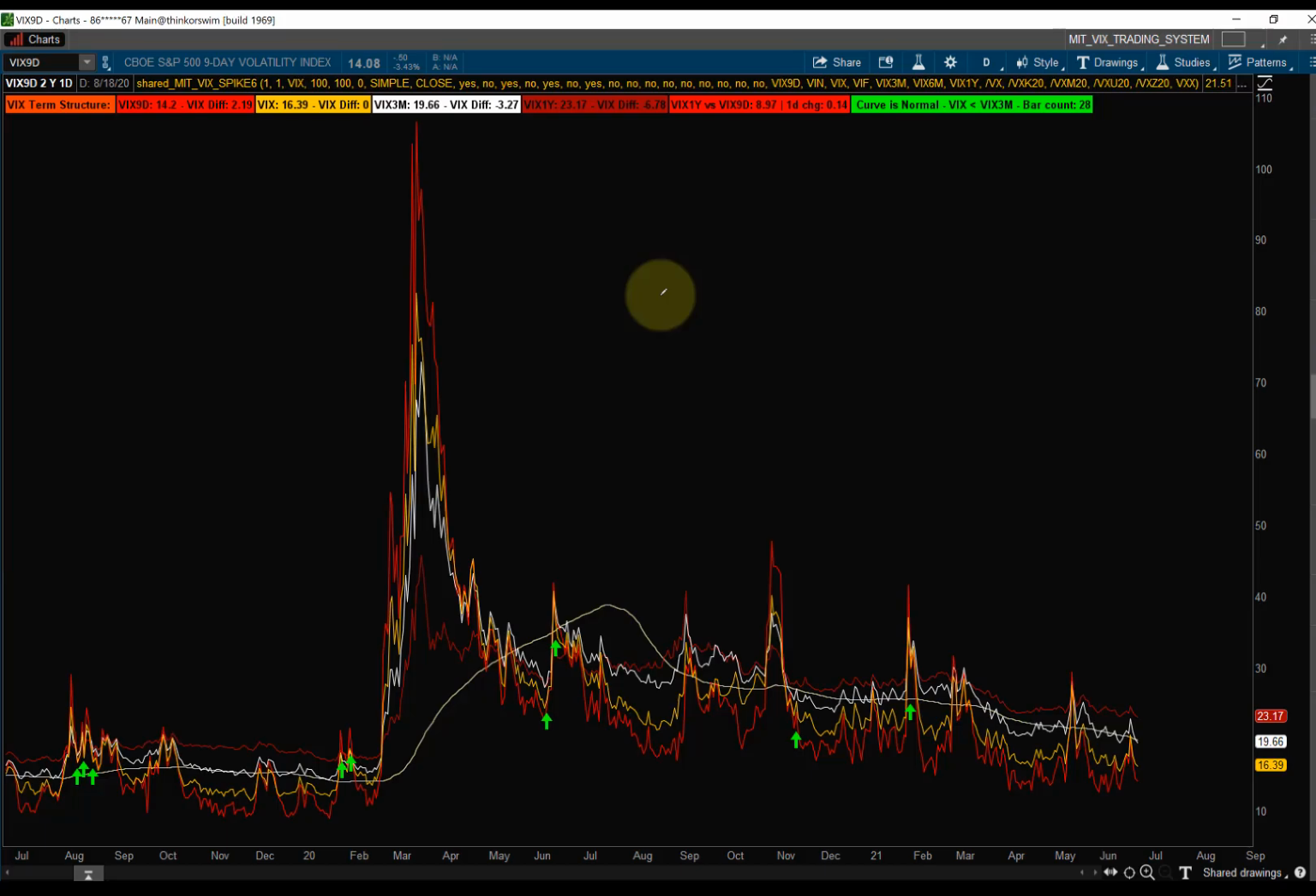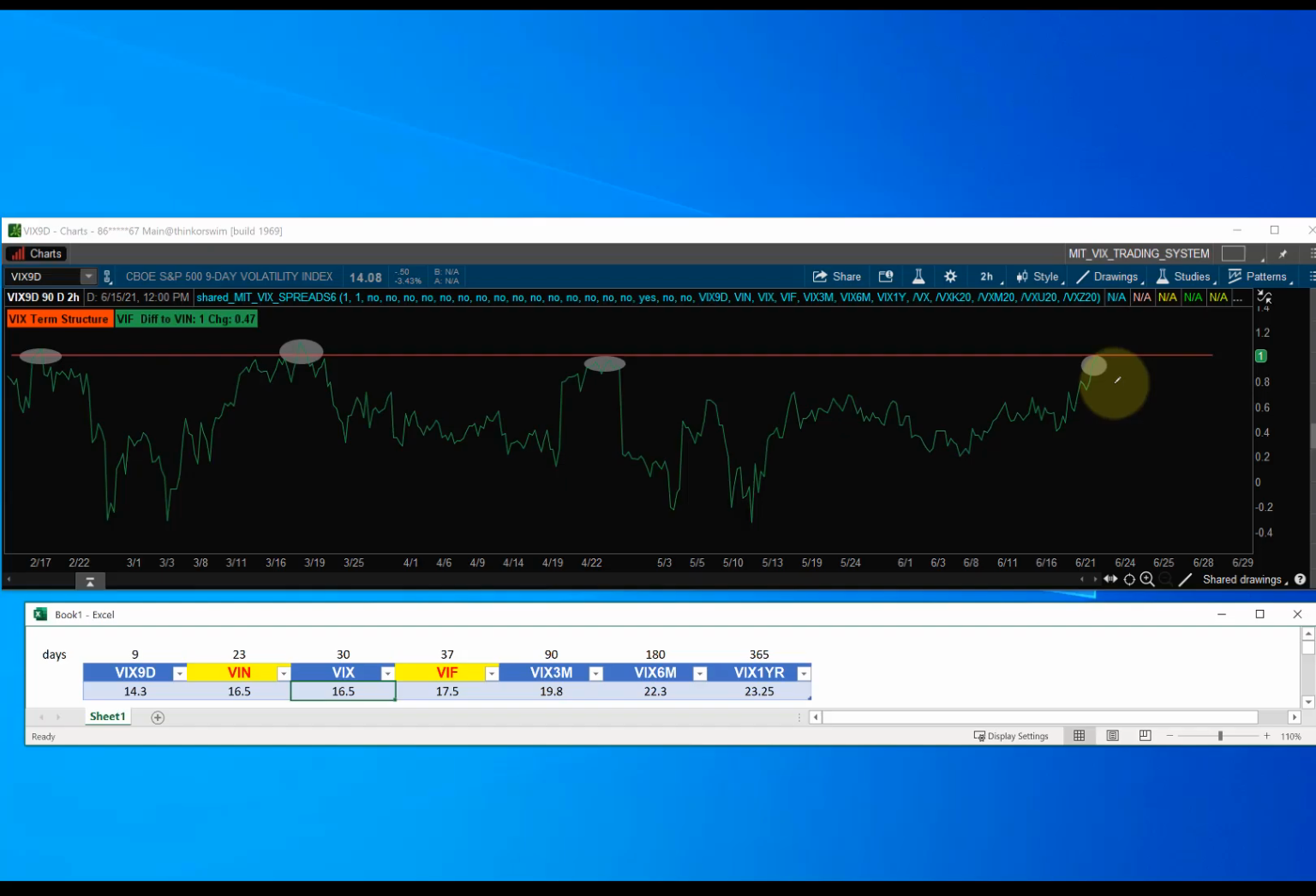So that's the VIX trading system. That's why we monitor VIX term structure very closely. But also, hopefully you can see this sure feels like a red flag right now. So protect yourself, trade smart.